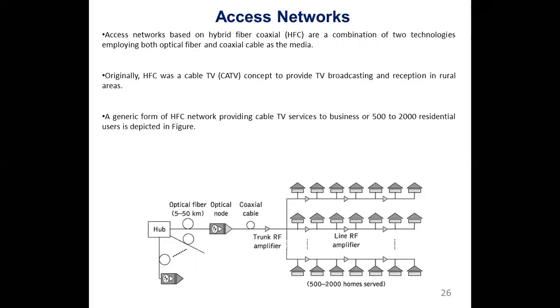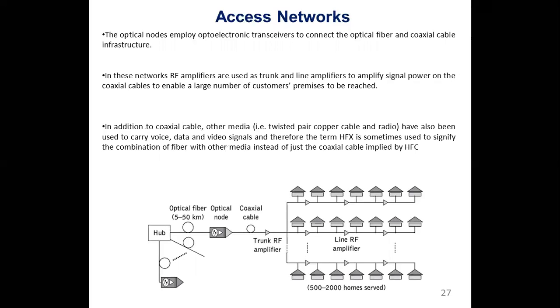You can see there's a hub, a fiber, an optical node, and then a coaxial cable. So it involves both the fiber cable as well as the copper cable. And then you have an amplifier, and the signal then reaches different houses. The optical nodes employ optoelectronic transceivers, which connect the optical fiber to the coaxial cable infrastructure.